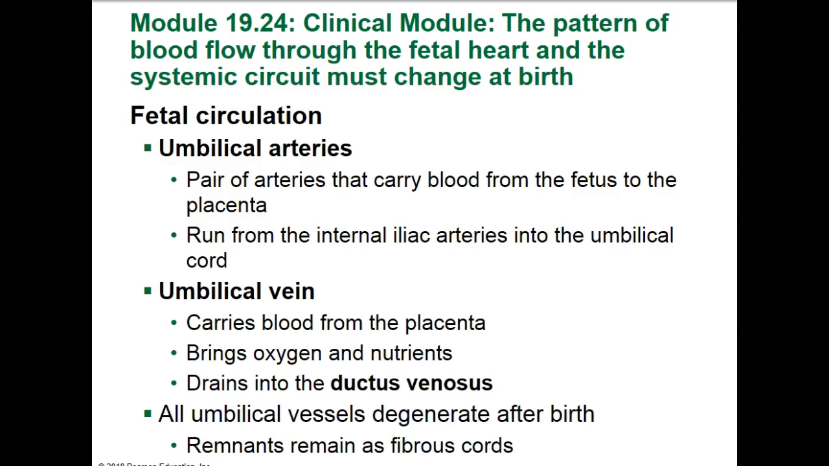Okay, let's look at this clinical module. So fetal circulation. You have umbilical arteries. These are pairs of arteries carrying blood from the fetus to the placenta that run from the internal iliac arteries into the umbilical cord. And then the umbilical vein, they carry blood from the placenta, they bring oxygen and nutrients, they drain into the ductus venosus.